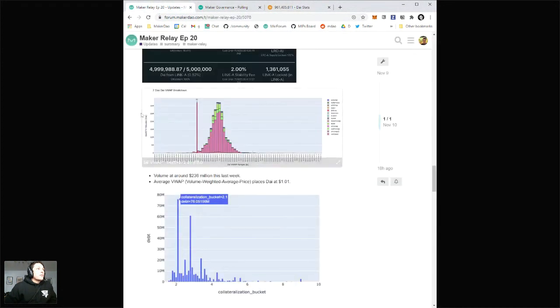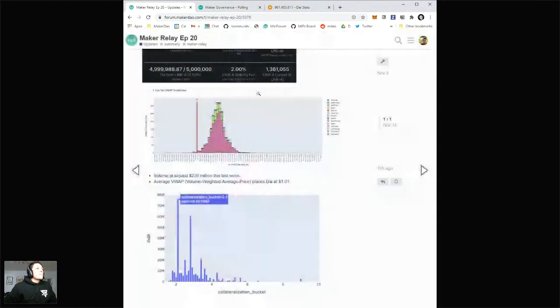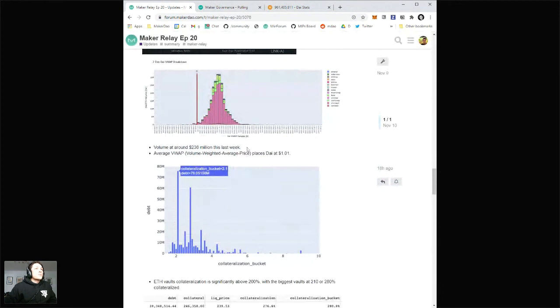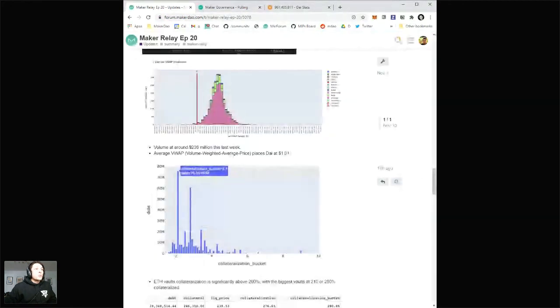And so, here's the 7-day DAI volume weighted average price. As you can see, very classic bell curve shape, right at around $1.01. It's like $1.01 right there. The volume across at least these markets listed on the right is around 236 million over the course of the last week.